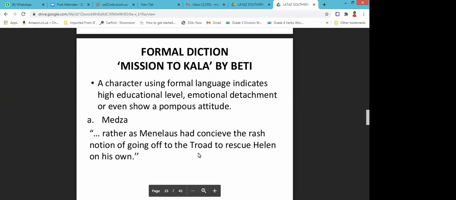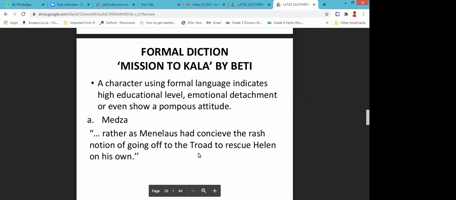So when we look at Mission to Kala and we look for formal diction, from the beginning of the book, we are introduced to language that shows that the author is educated, but also the characters, Medza himself. Now, formal language, we said it avoids colloquial, slang, such expressions, but this can indicate whether a character is highly educated, sometimes emotionally detached, or even show a sort of pompous attitude.